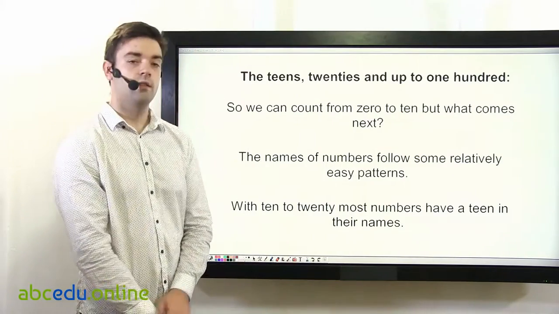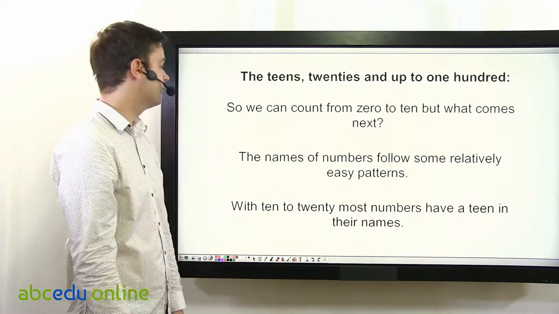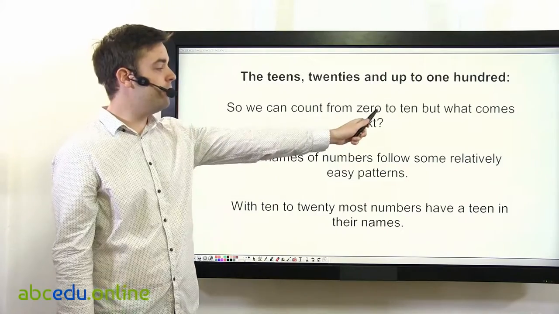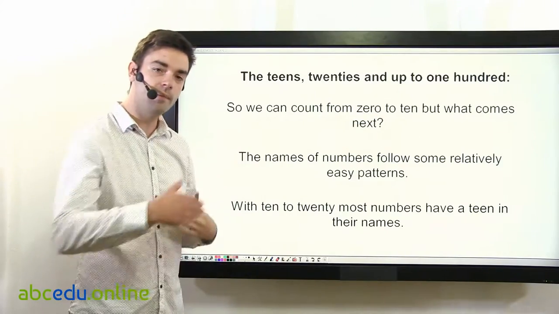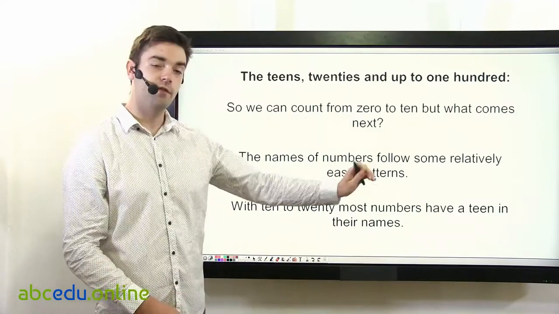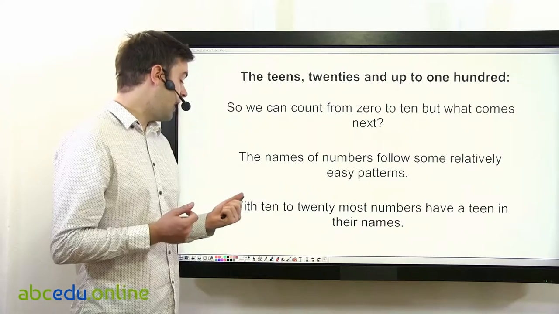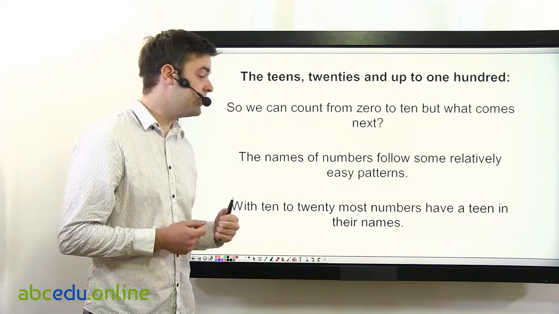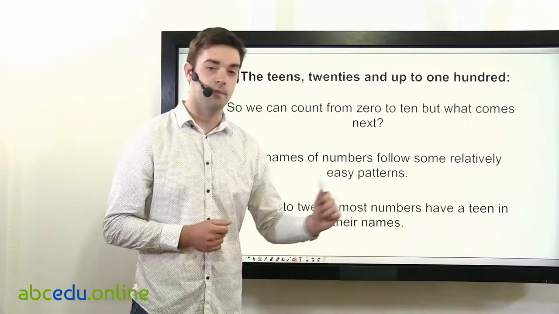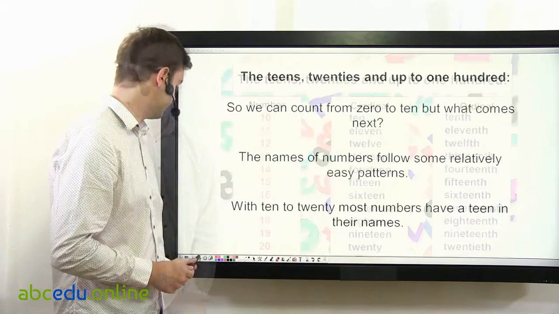Let's have a look at the teens, 20s, and up to 100. So we can count from 0 to 10, but what comes next? The names of the numbers follow some relatively easy patterns. With 10 to 20, most numbers have a "teen" in their names. Let's have a look.